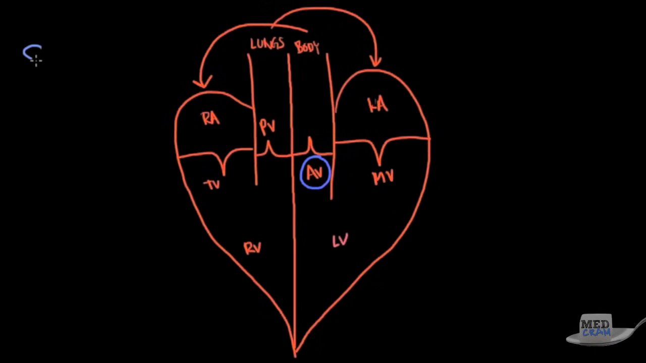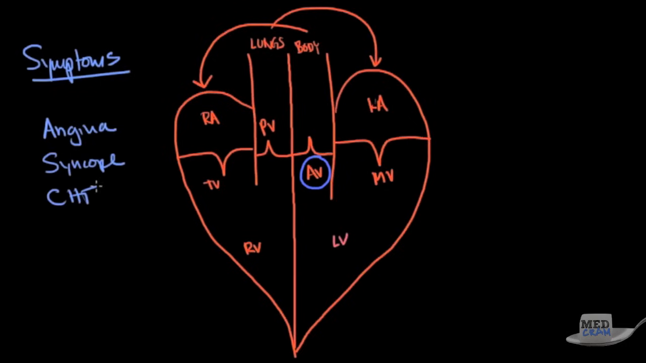A few more things in regard to symptoms. Specifically, the three symptoms that we talked about, known as angina, syncope, and congestive heart failure. These three symptoms are very important, as a study was done on these, and it shows that angina is one of the milder symptoms of aortic stenosis. Syncope is a more severe symptom of aortic stenosis, and congestive heart failure is the worst symptom of aortic stenosis.